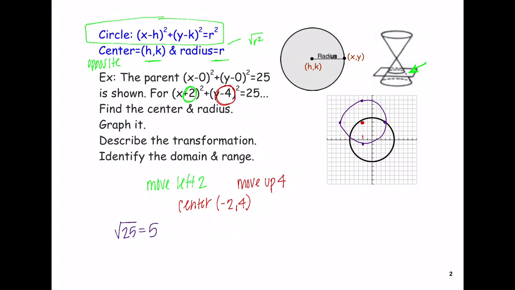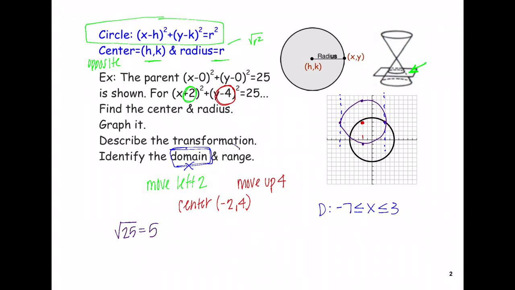It then asks us to identify the domain and the range. So remember that the domain of your function pertains to your x values. What is the smallest x value that your graph touches? What is the largest x value? So your domain is -7 is less than or equal to x, which is less than or equal to 3.